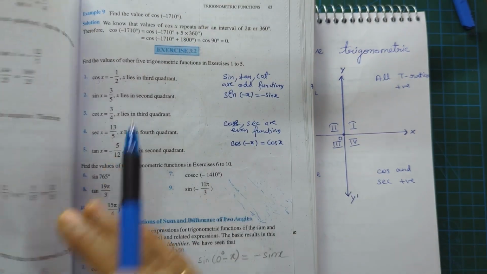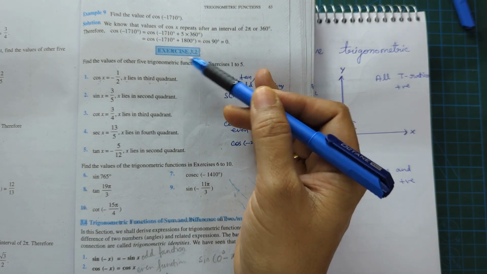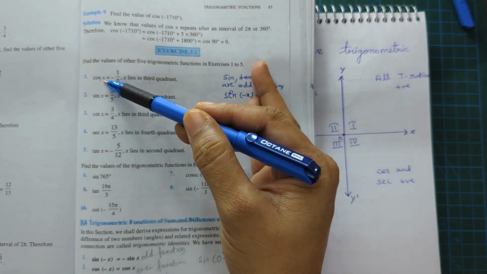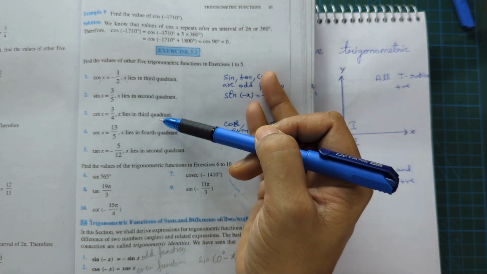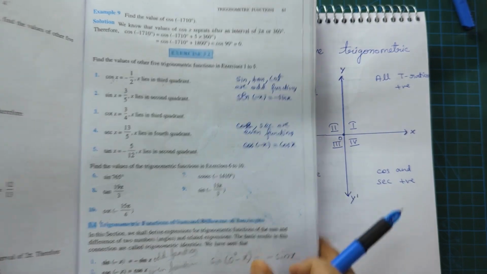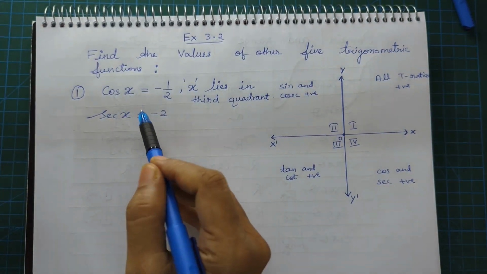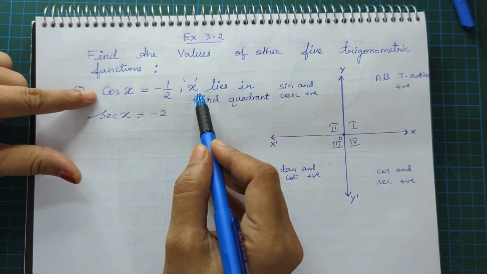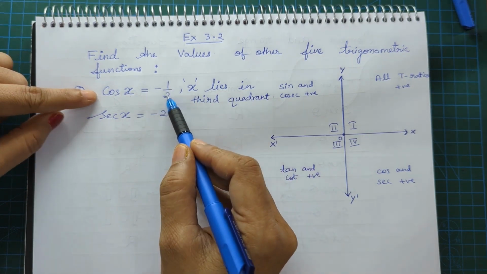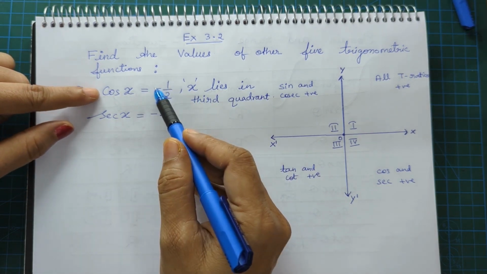So that takes us to exercise 3.2. Here we are given single trigonometric ratios and we are told which particular quadrant that angle lies in, and we have to find the remaining 5 trigonometric ratios of the same angle. So now we have cos of the angle that lies in third quadrant is negative of 1 by 2. We have to find the remaining trigonometric ratios.